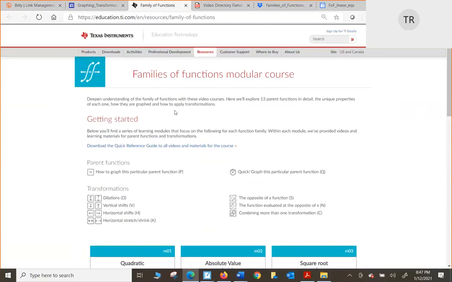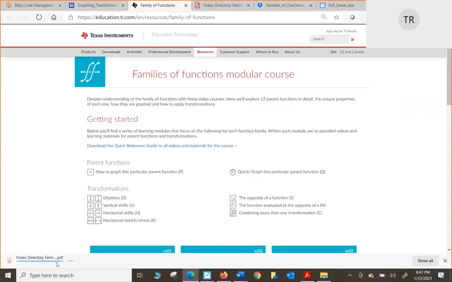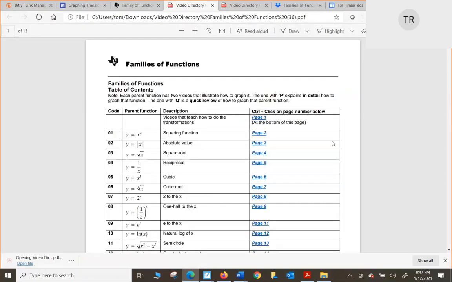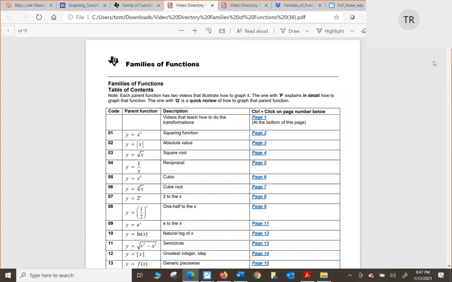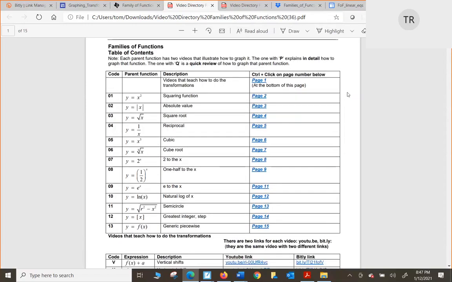So you'll notice here it says download the quick reference guide. Let me download the quick reference guide, okay? And let me go ahead and open that file as a PDF, and there it is. Now it's 15 pages. I don't suggest that you print it, unless you want to have your own copy. This can be electronic. So the first page is a list of all the parent functions, and I created links.